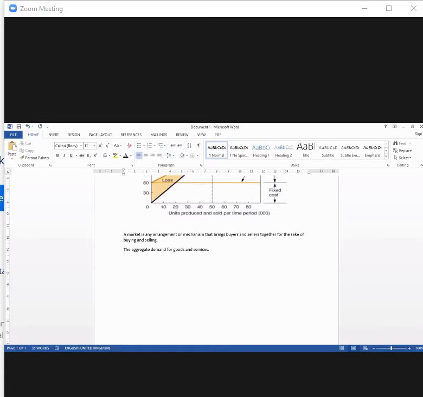So a market can refer to, if you say there's no market for it, or you say the market is big. So in an implied sense, market can refer to the aggregate demand for goods and services.